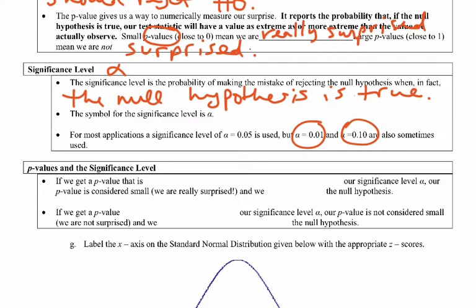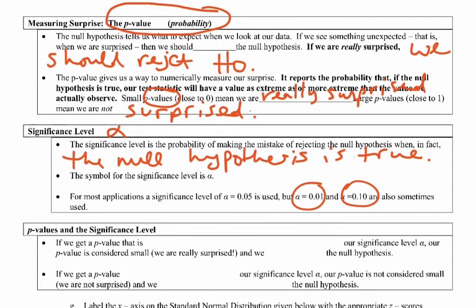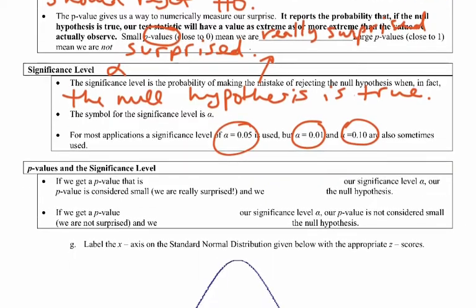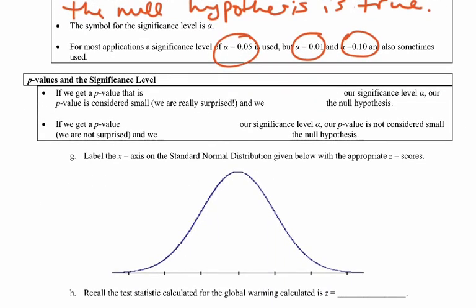When I say cutoff when I say 5%, it is to compare this to our p-value. So if our p-value is less than 5%, for example, that's a really small p-value, and that means we are really surprised. P-values over 5% means we are not so surprised. Okay, so here's where it kind of comes together: p-values and the significance level.